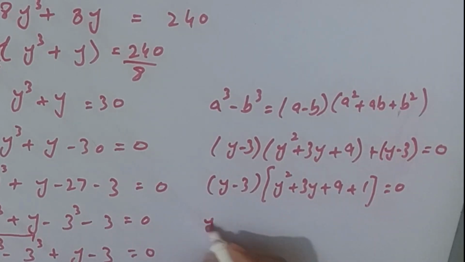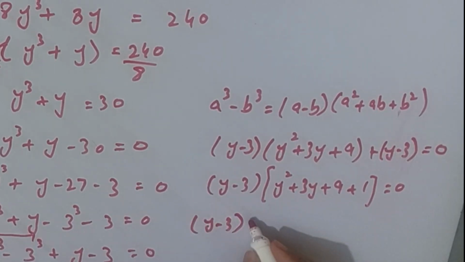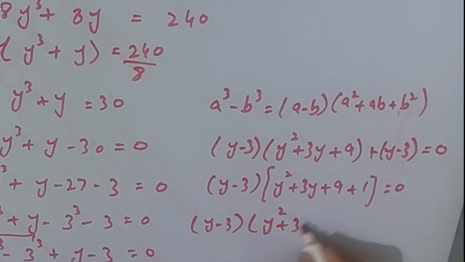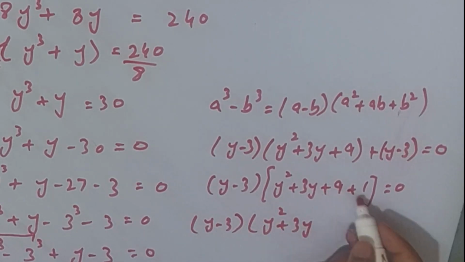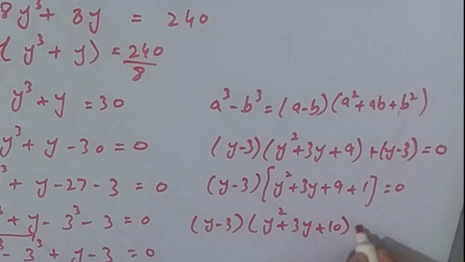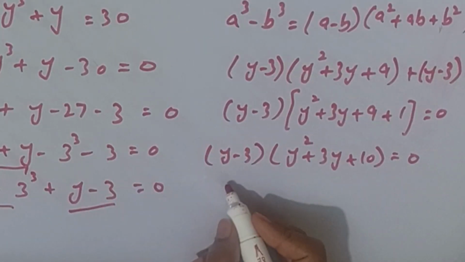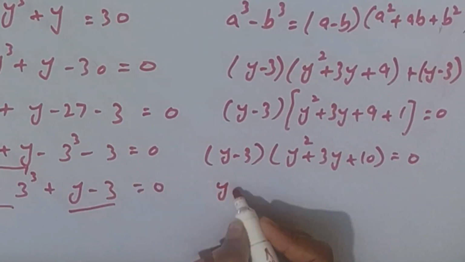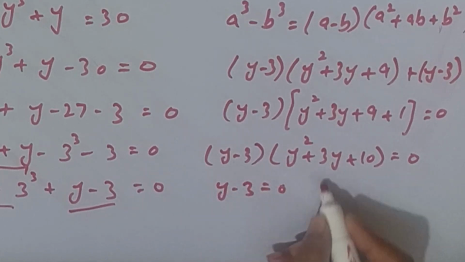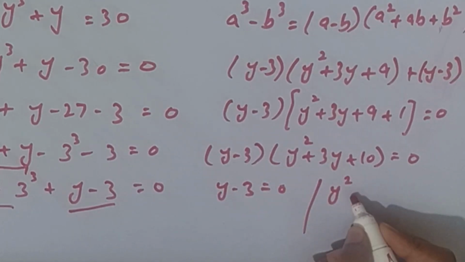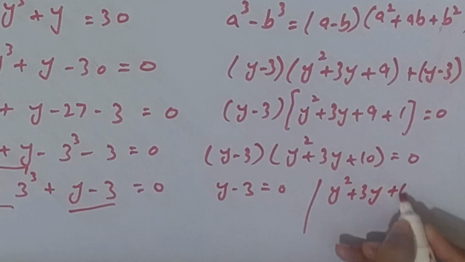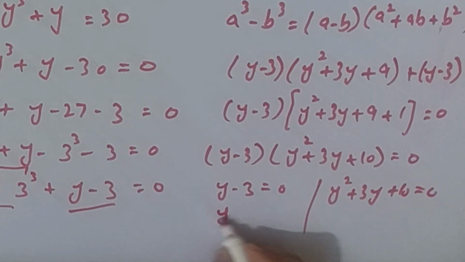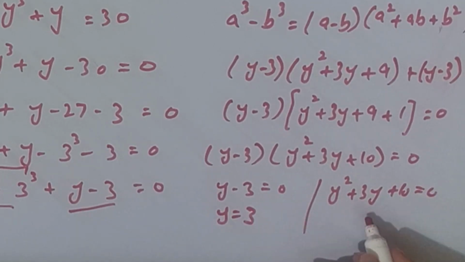So we write this as (y - 3) multiplied by (y^2 + 3y + 9 + 1), which is y^2 + 3y + 10, equal to 0. This implies one of them must be equal to 0. So y - 3 = 0, and y^2 + 3y + 10 = 0. This implies y is equal to 3, and this other one is a quadratic equation.